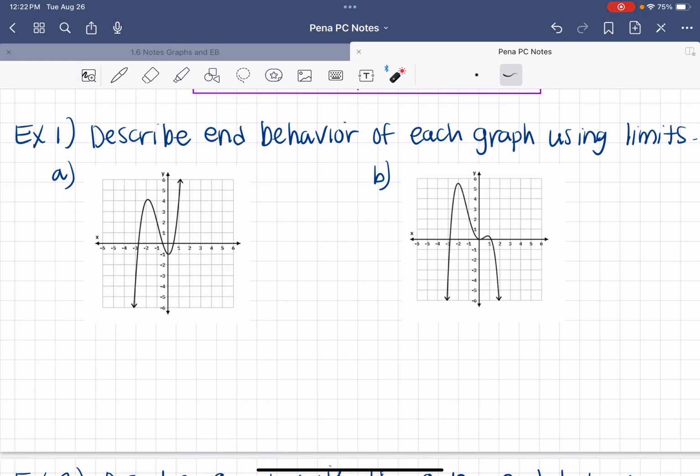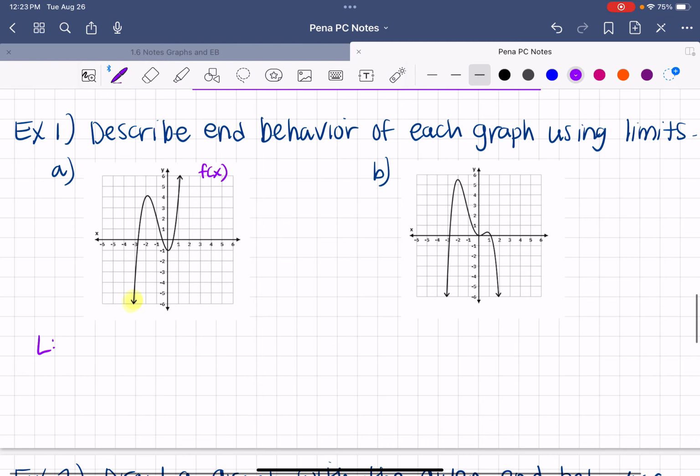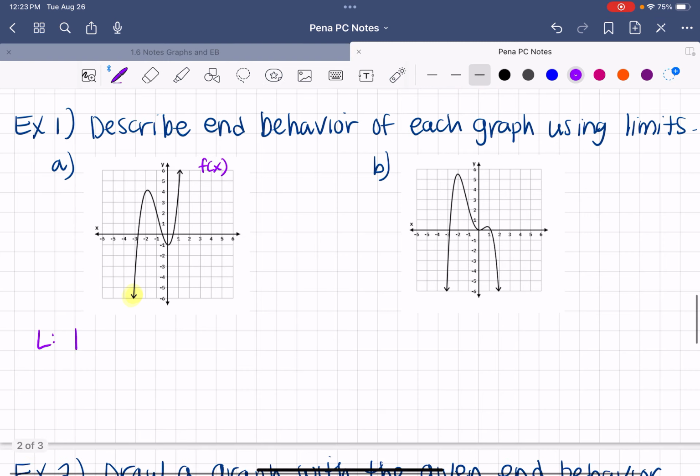So let's look at the one on the left, so letter A, and I'm actually going to call this one, since it doesn't have a name, say I were to call this one f of x. I want to describe what's happening on the ends. So when I look at the left side, it's pointing down. So I'm going to put L for left, that way we don't get confused. The limit as x goes towards negative infinity.